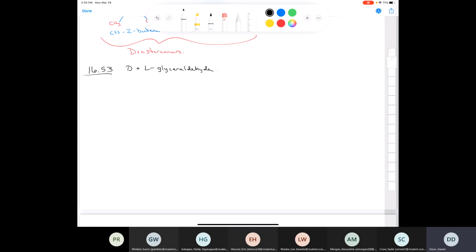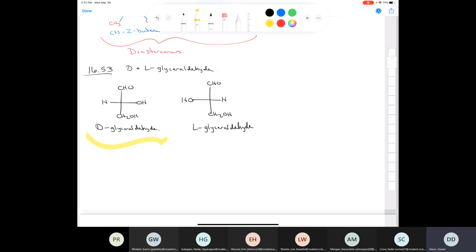glyceraldehyde, I'll start by drawing the D, and I'll just draw the Fischer projections. It's the simplest possible aldose you can have. So this is D-glyceraldehyde, and then if we draw this, this is L-glyceraldehyde. Could anybody tell me what the relationship is between these two? What would the relationship be between these two molecules?